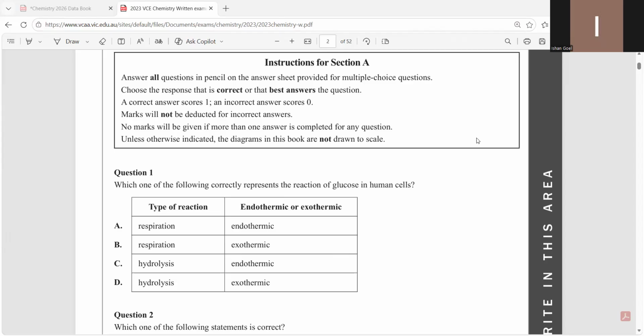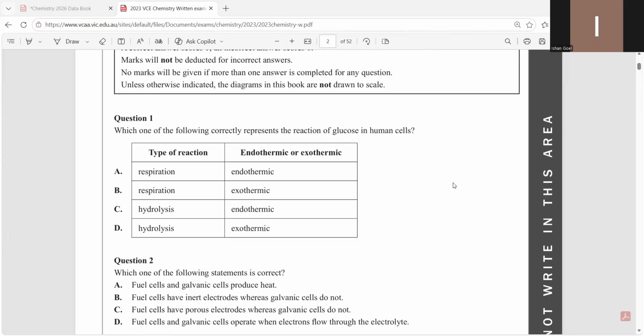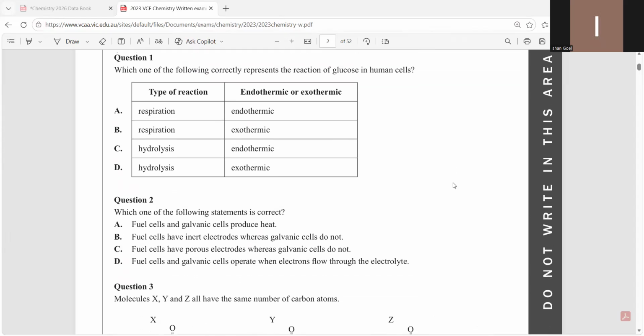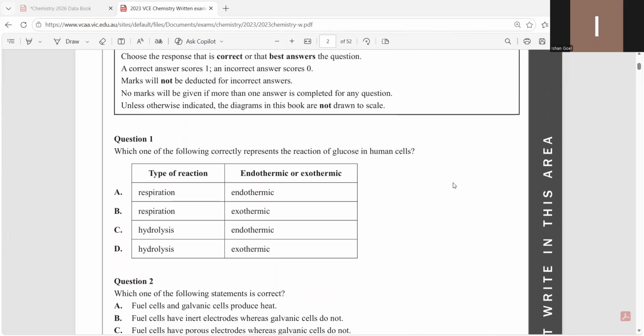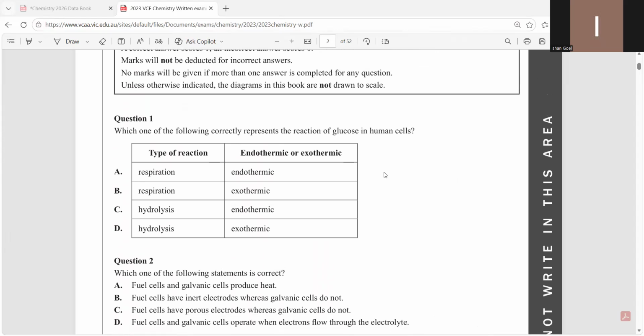Okay, guys, so this is my walkthrough of the 2023 chemistry exam. Now, just a note, this is from the previous study design. So there will be a lot of food chemistry stuff there that isn't entirely relevant, but I think it's still good to go through. One, just because it might come back in the future.